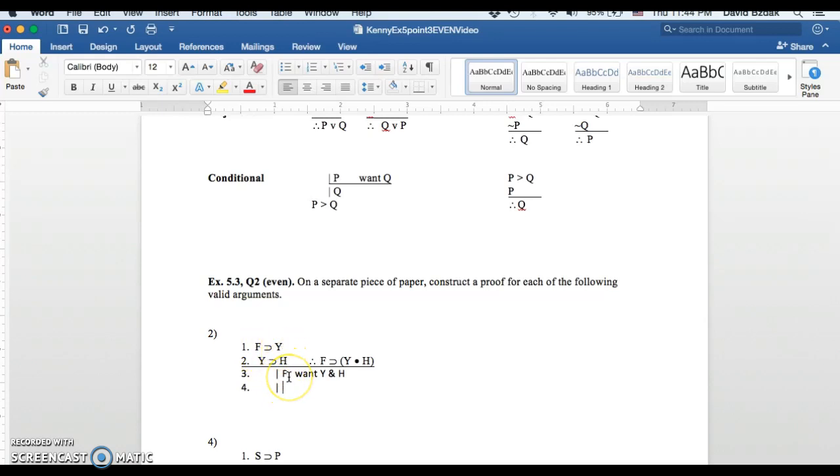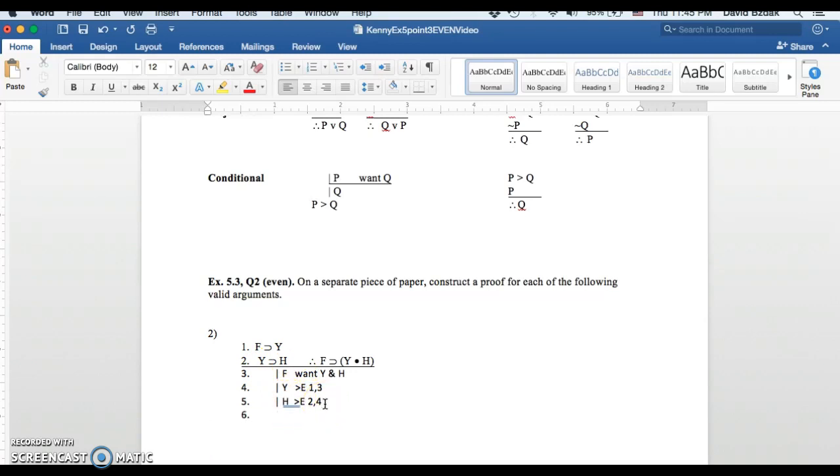So we have F conditional Y, so we can get Y there by conditional elimination of 1 and 3. So notice we use this assumption just like we would a regular premise. Okay? But it still stays off to the side just because it's not proven. Now we have Y, we can get H also by conditional elimination, this time 2 and 4. So line 2 is a conditional, line 4 is the antecedent, so that gives us the consequent.